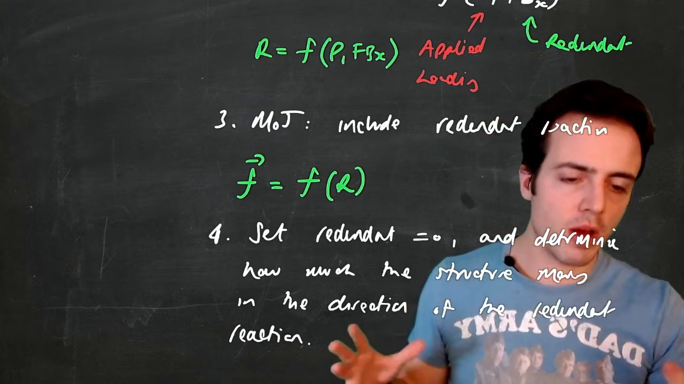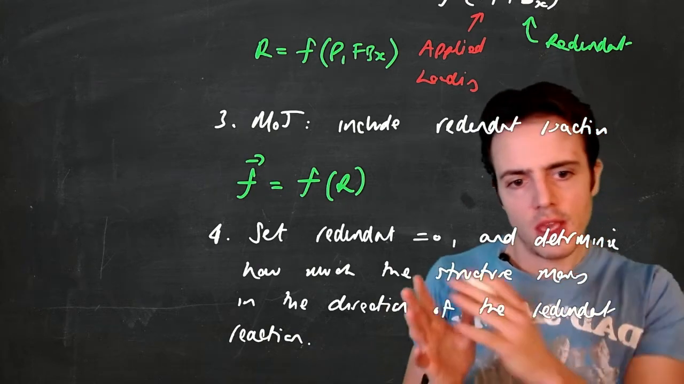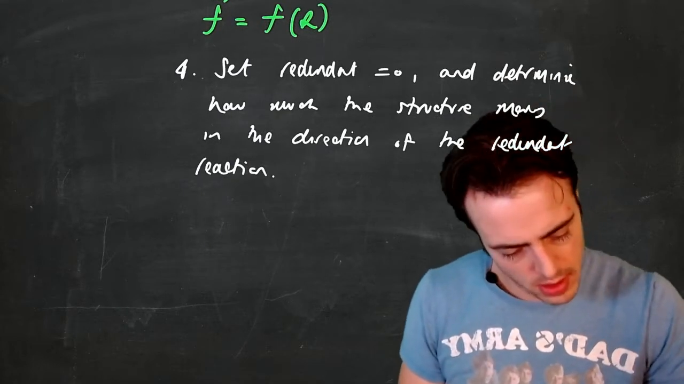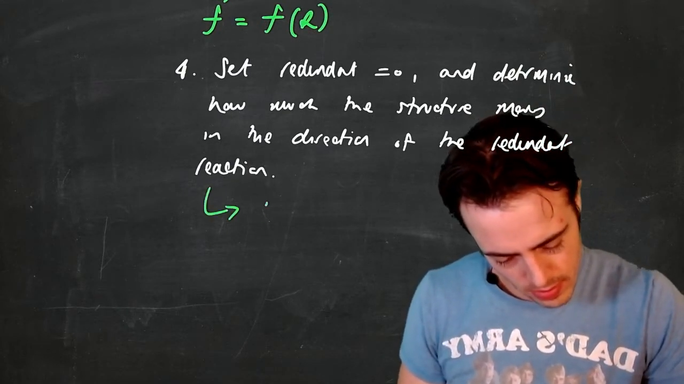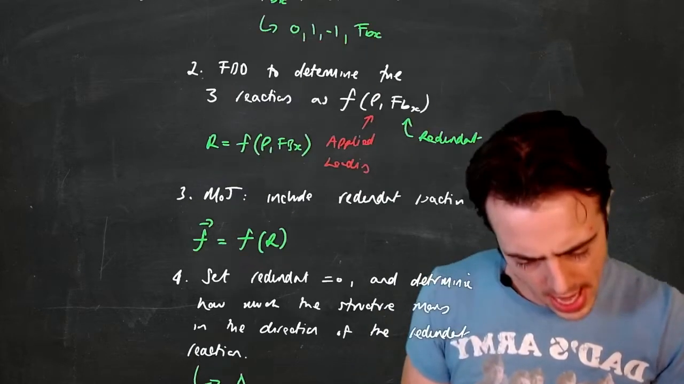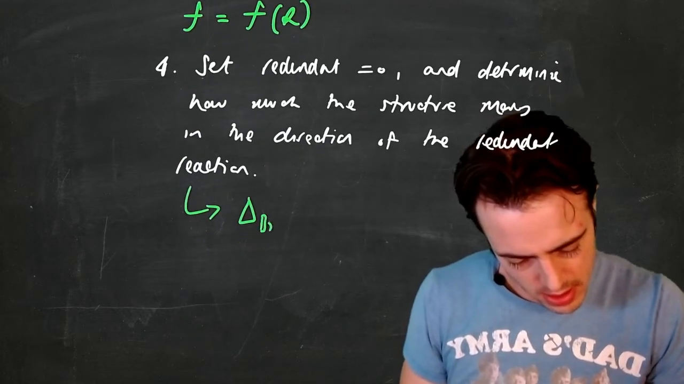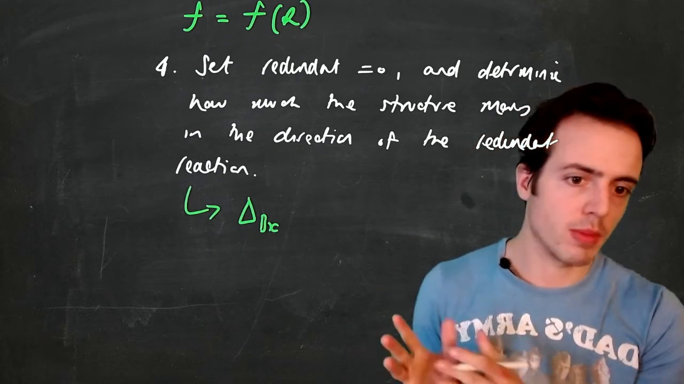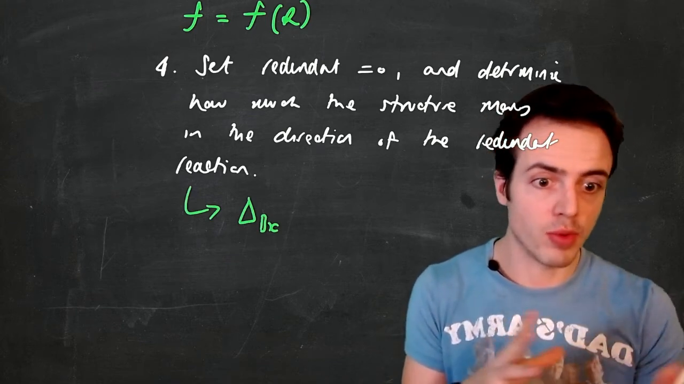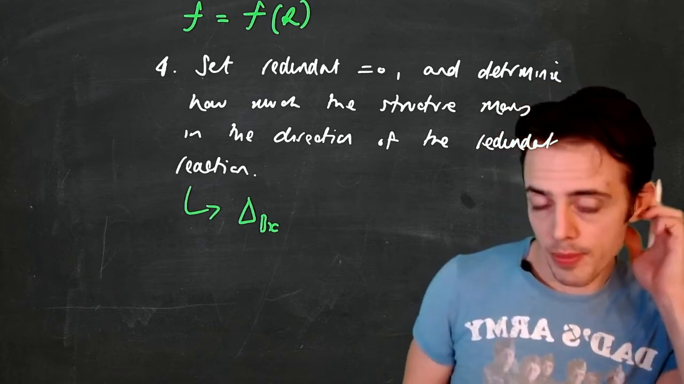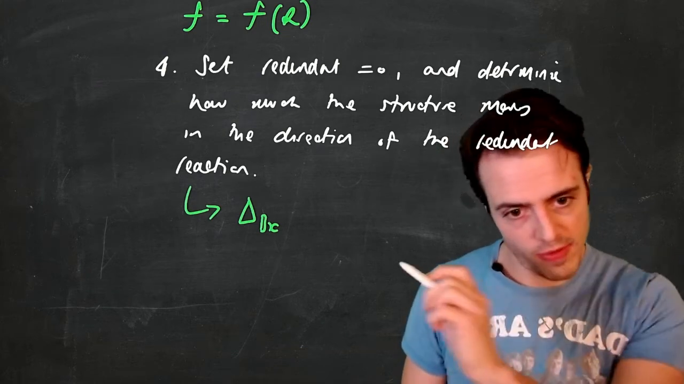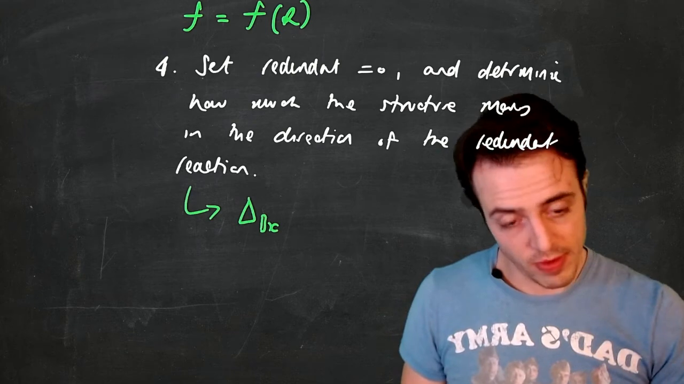Okay, so we're going to end up with some value for how much the structure moves in the direction of that redundant reaction, which we've set equal to 0. And we're going to call this big delta. And for this problem where we've set the redundant to be Bx, this would be delta Bx for this case. It's going to be a numerical value, or it might be a function of the Young's modulus, area, and L. If we don't know what those values are, those would just be variables in the problem.